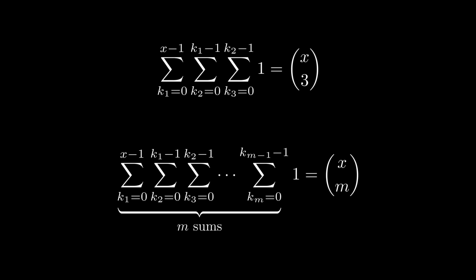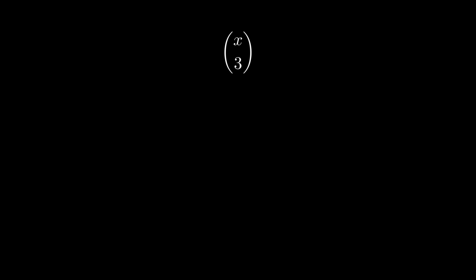Now, this still feels like a pretty discrete process. On the surface, it doesn't make sense to count the number of ways of choosing 3 of x items when x isn't a whole number. But mathematically, it works out.